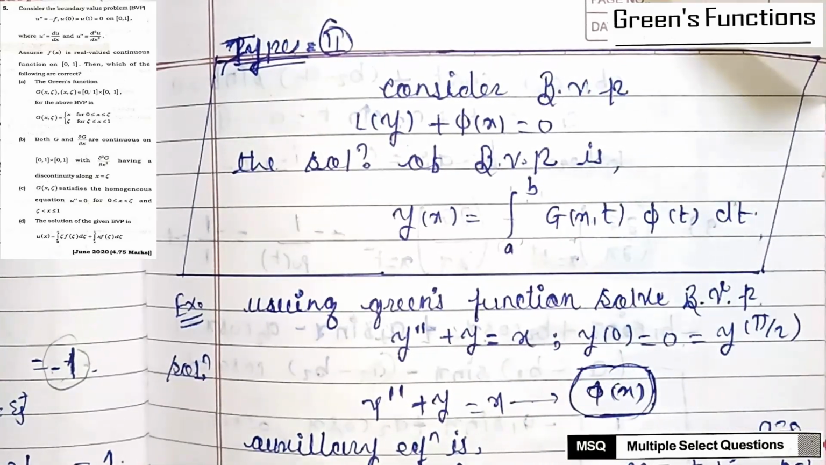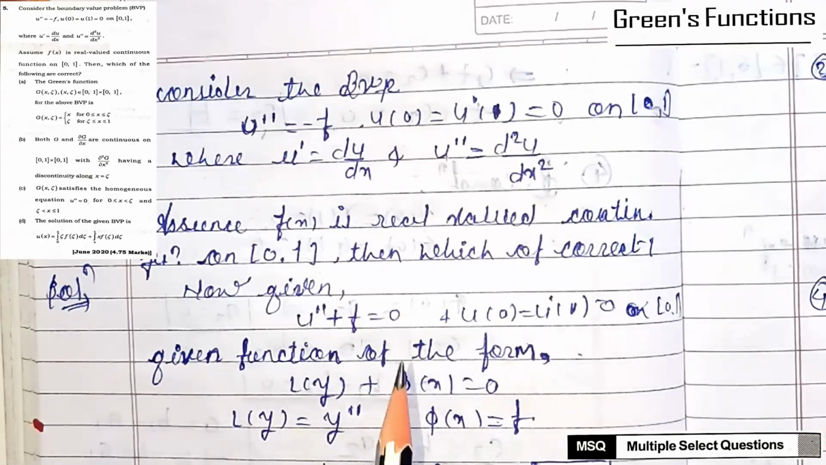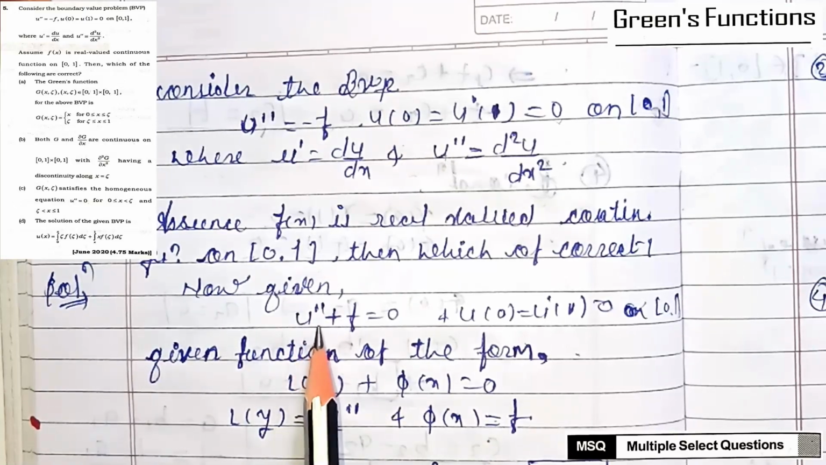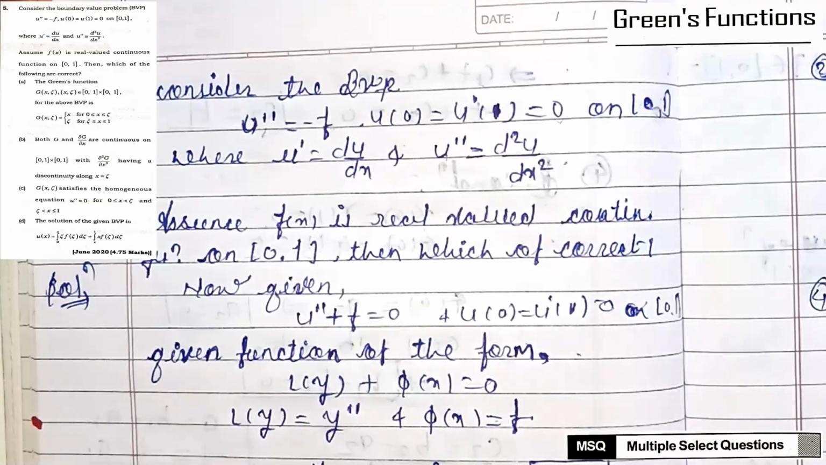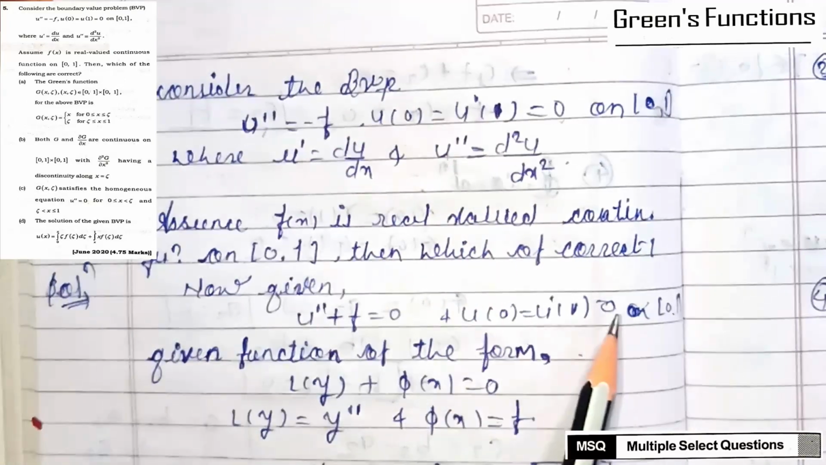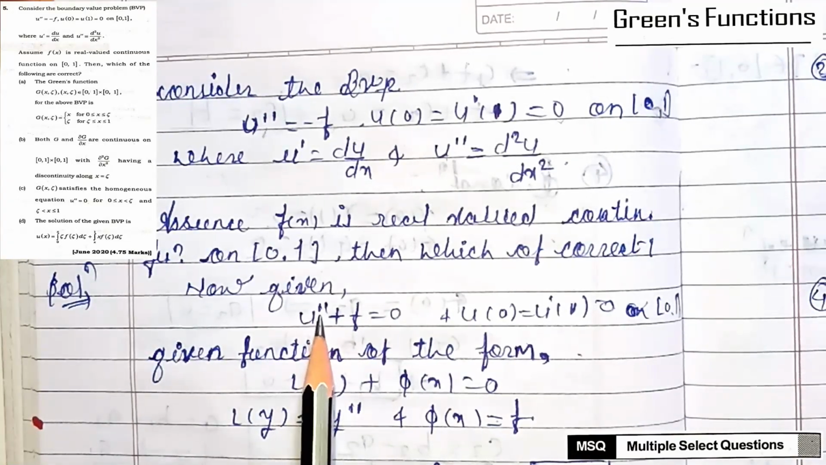Now let's apply this condition. First of all, we will solve the boundary value problem and then we will apply this condition to our example. Here we are given the boundary value problem with u double dash instead of y double dash. This is just interchanging y and u. Nothing is different, so we do not have to get confused. So u double dash plus f equal to 0 is the given boundary value problem, with boundary conditions u of 0 equal to 0 and u dash of 1 equal to 0.